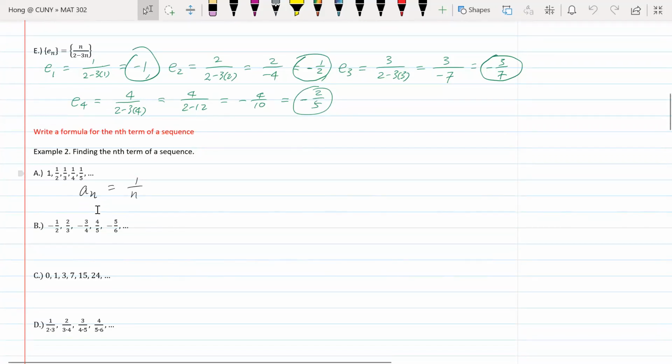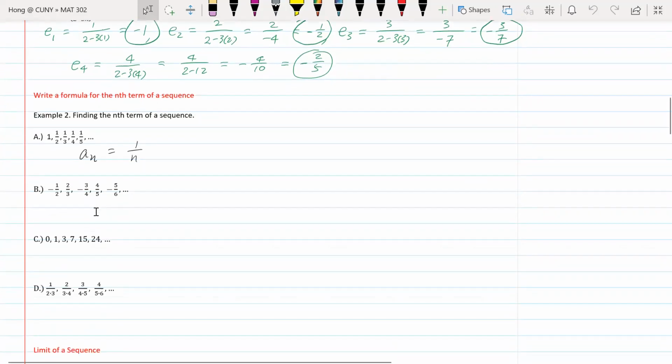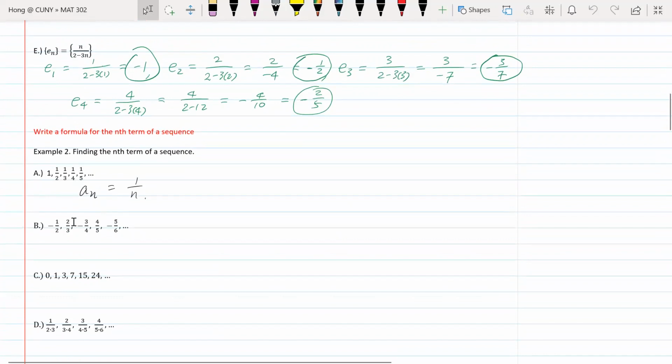Okay, how about B? Negative 1/2, 2/3. The first term is negative, the second positive, the third term negative, the fourth term positive again. Okay, so then you think about there's a negative 1 there to the nth power. You can write negative 1 to the nth power, because when n equals an odd number, then it's a negative 1. So the first term, third term, fifth term are negative.